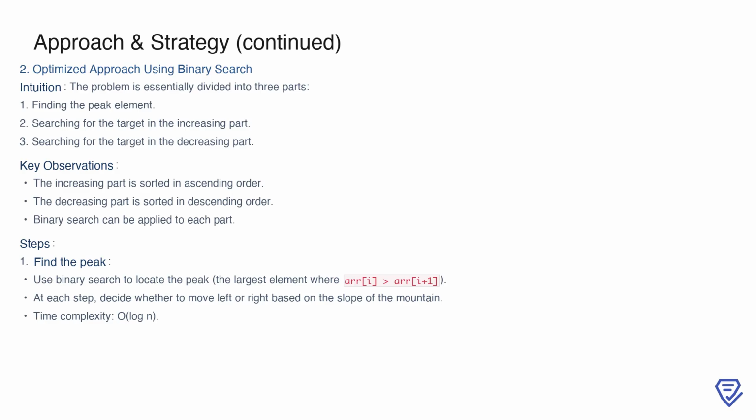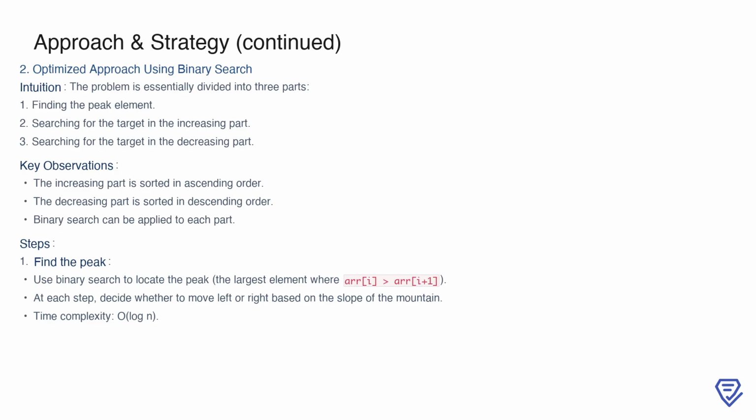At each step, we evaluate the slope of the mountain by comparing the current element with its neighbor. If the slope is increasing, we move right, otherwise, we move left. This process continues until we pinpoint the peak element. The time complexity for this step is O(log n), making it far more efficient than the linear scan in the brute force approach.